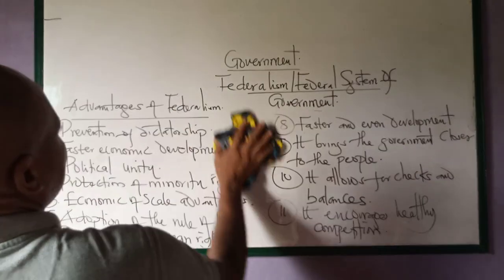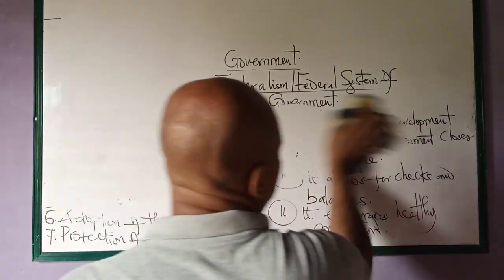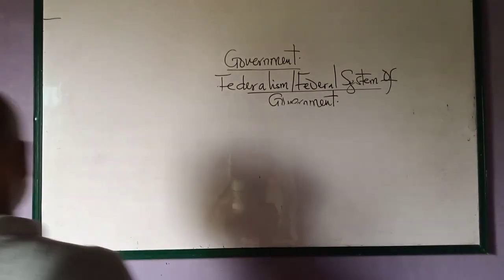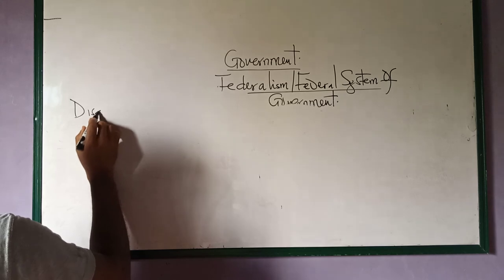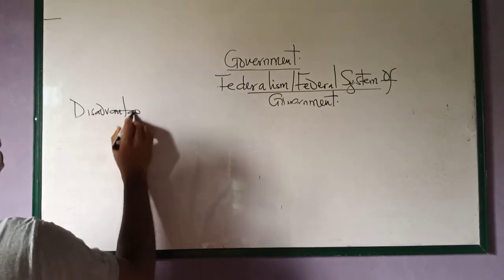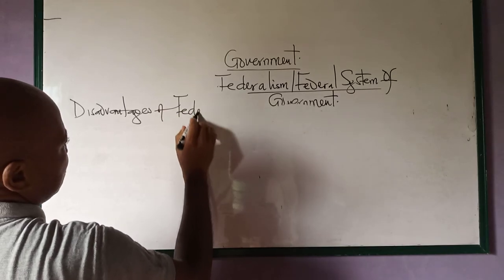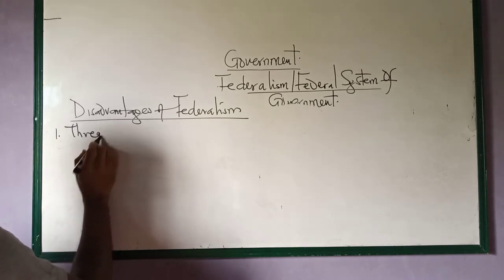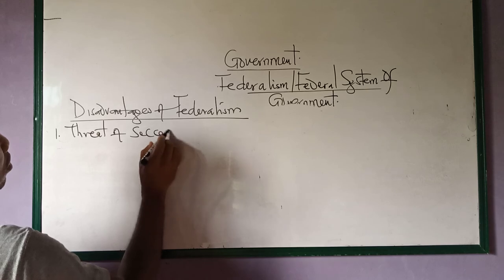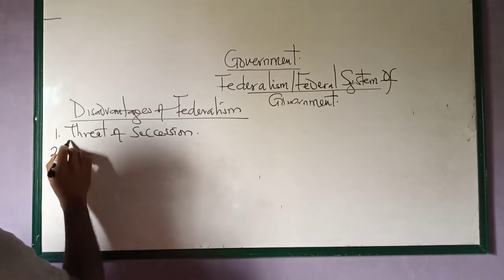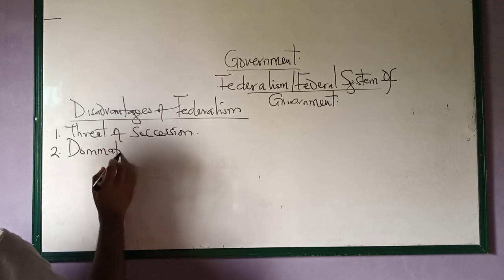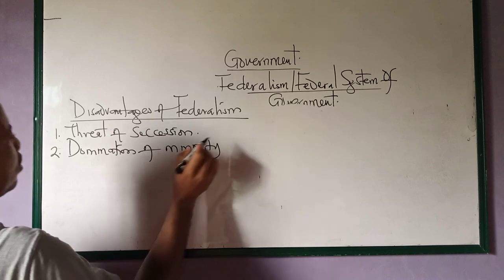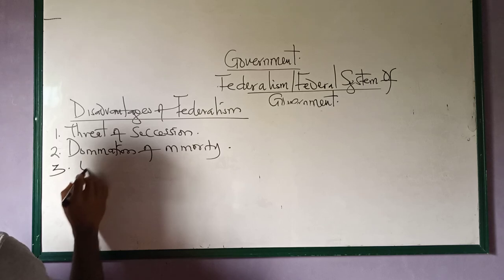Now, let us quickly look at the disadvantages because of our time. The disadvantages of federalism. Number 1, threat of secession. Number 2, domination of minority. Number 3, uneven development.